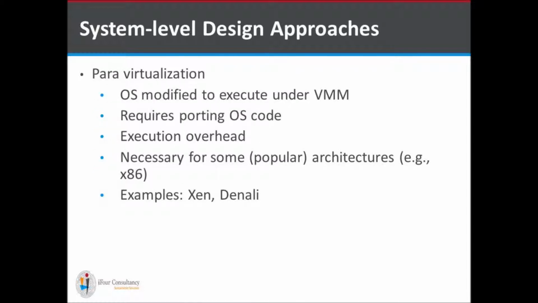On the other hand, para virtualization includes an OS modified to execute under the VMM. This requires porting OS code. Execution overhead is necessary here for some popular architectures. Main examples are Xen and Denali.